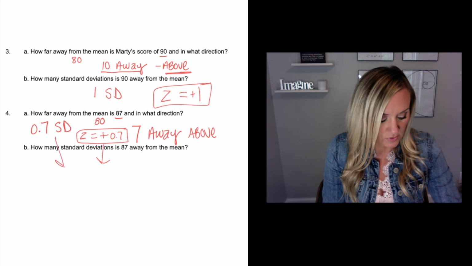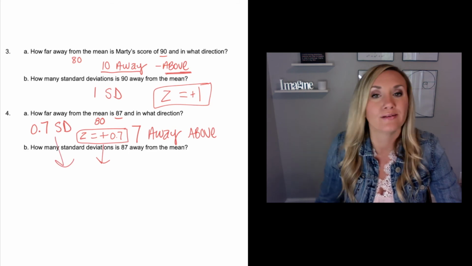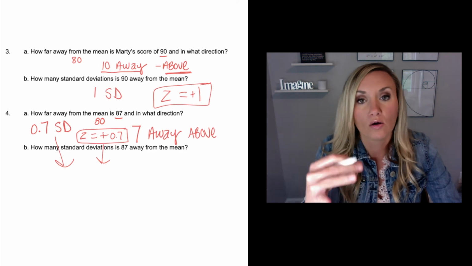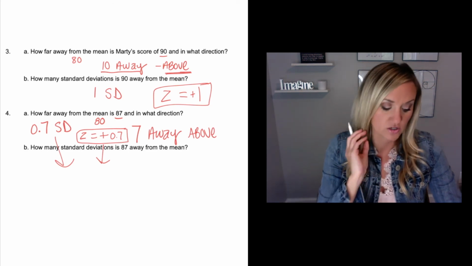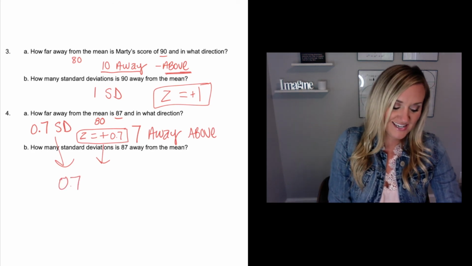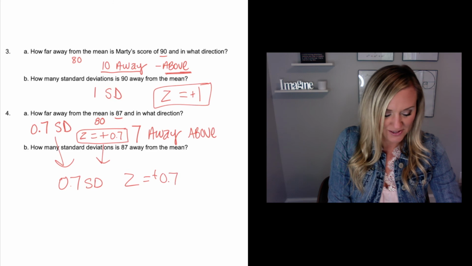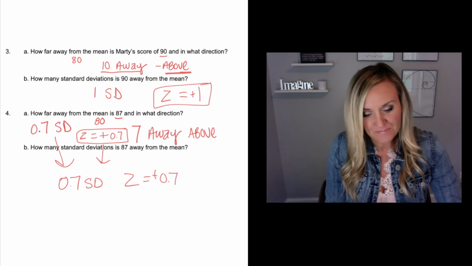Oh, and I already wrote that for here. I just got going. Sorry, guys. I just got really excited. I literally just answered B all into A. So I'm so sorry. So how many standard deviations is it? It's 0.7 standard deviations. And we would write that the z is plus 0.7.